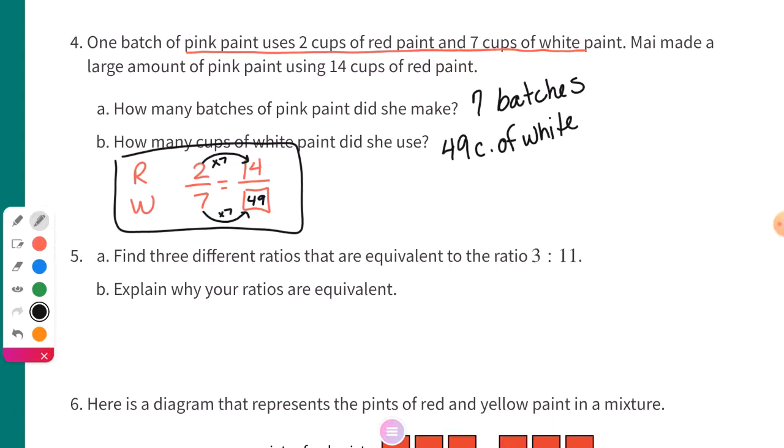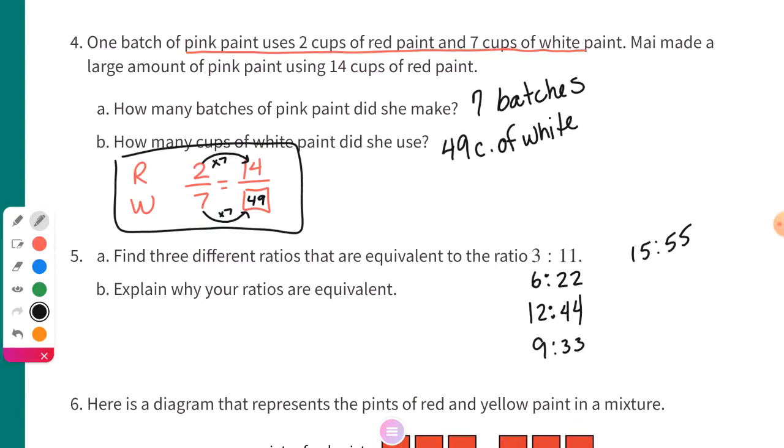Okay, Addie, number 5, give me 1 equivalent ratio to 3 to 11. Okay, what'd you get? 6 to 22. Sophia, give me another one. 12 to 44. Give me another one. Stella? 9 to 33. Cooper? 15 to 55. Okay, lots of other ones are possible.